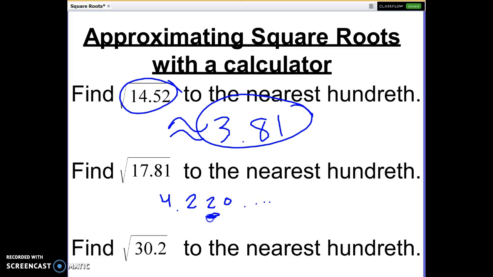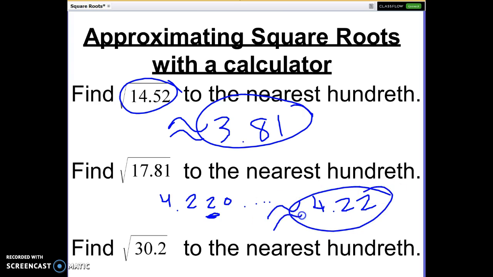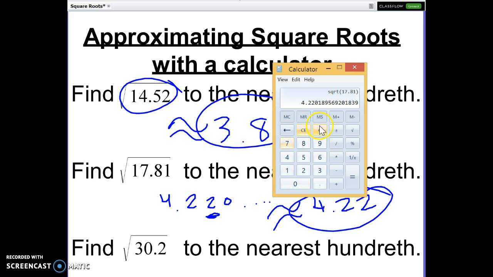And so if I want to round to the nearest hundredth, it would be right there. And so the 0 tells me to stay where I'm at, and the answer would be 4 and 22 hundredths, approximately. So we've got our approximation symbol there. Again, I can double check that by multiplying 4 and 22 hundredths times 4 and 22 hundredths. And I get super close to the number I was looking for.